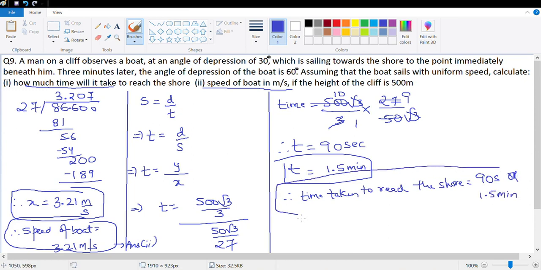Perfect. Very interesting question. I hope you realized the key to this is to calculate the distance, because in trigonometrical ratios we are worried about the distance. Next, let's look at the next question, question number 10.